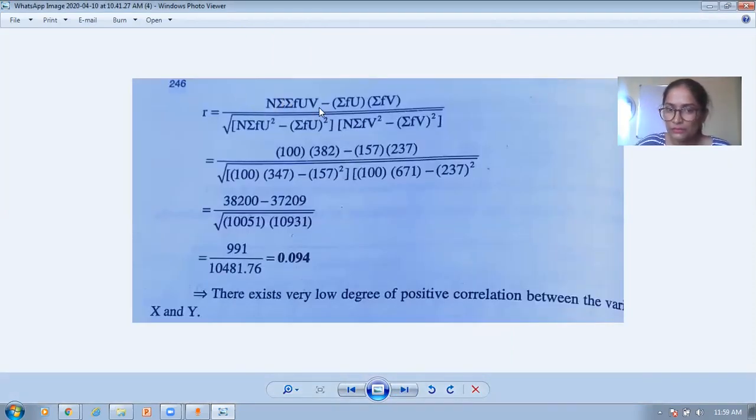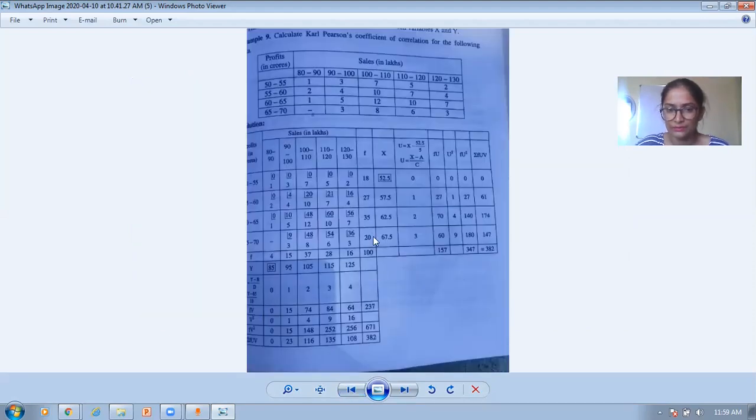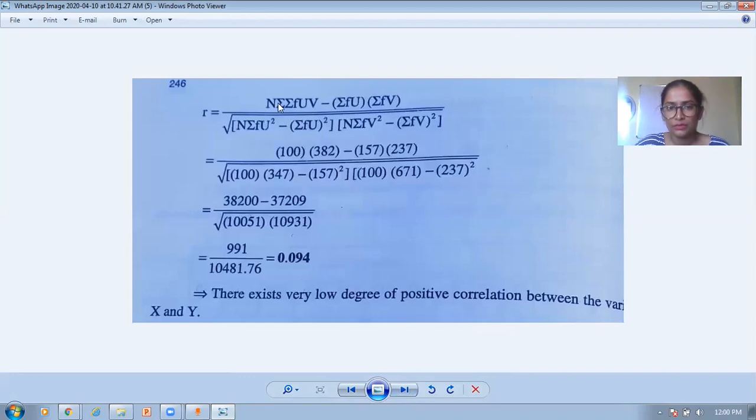So sigma of sigma FUV was 382. N is equal to 100. N is nothing but the frequency. This frequency. So it will be the same for both Fx and Fy. So it will be 100. Then substitute all the other values, you get 0.094. So there exists a very low degree of positive correlation between the variables x and y. So this is how we solve problems based on coefficient of correlation.